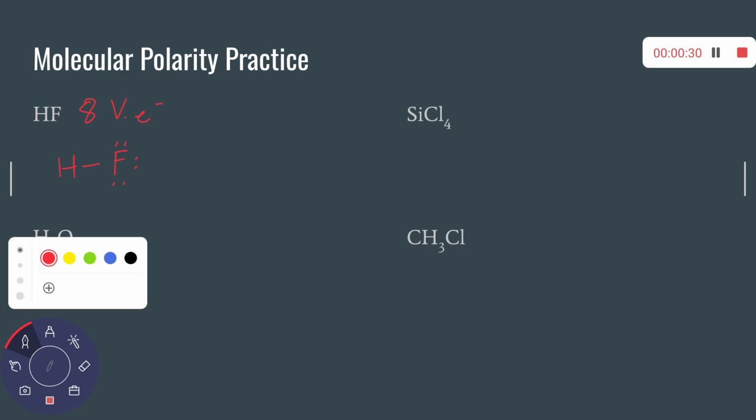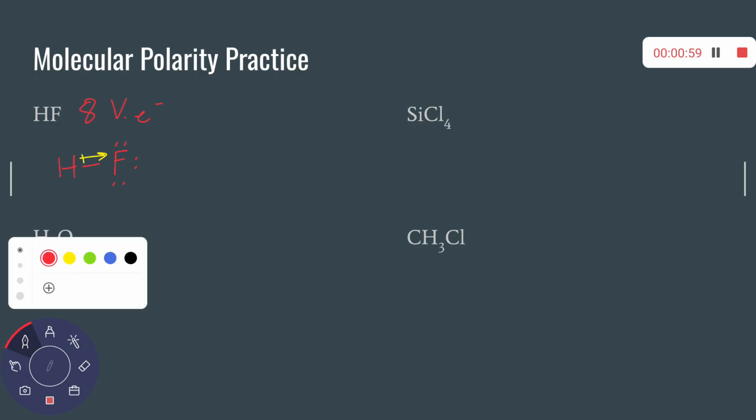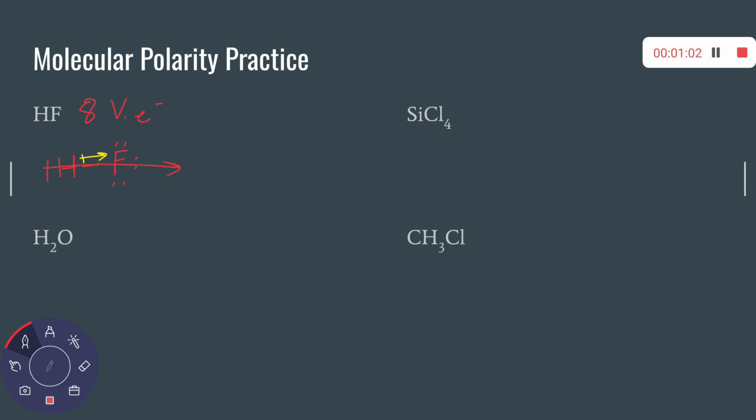Now I can start marking up my molecule. In a bond, I'm going to draw an arrow that points towards the more electronegative atom, which is fluorine in this case. And at the back of my arrow, I put a little cross to indicate a plus sign, that the back end of the arrow is slightly positive, and the front end of the arrow is slightly negative. Now, if I look, this arrow isn't canceled out by another arrow. And what that means is that my whole molecule is polar to the right.